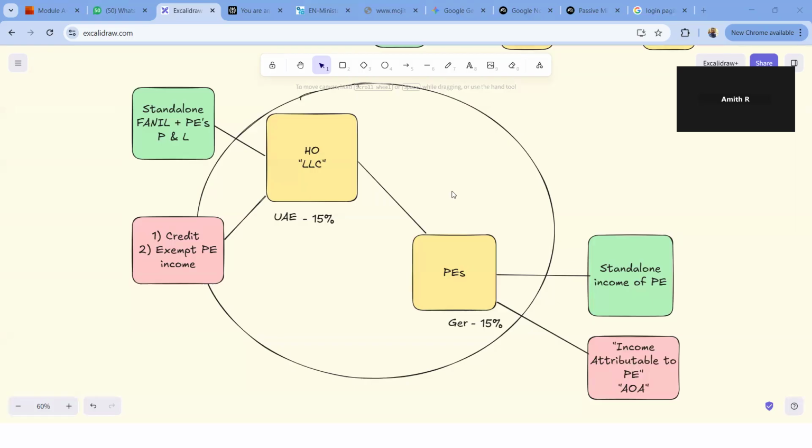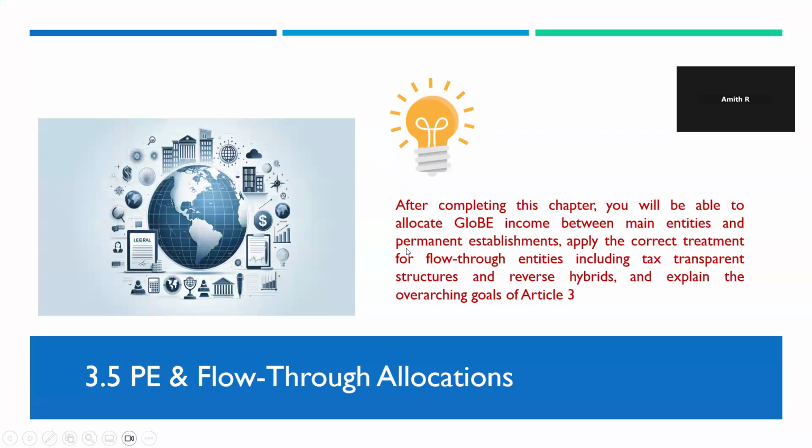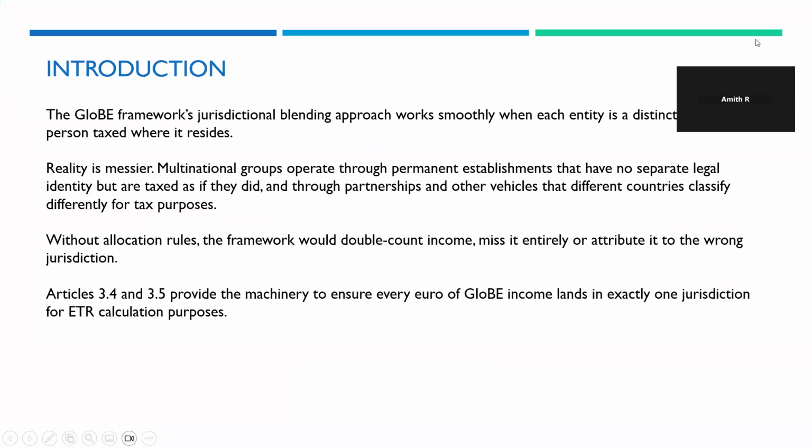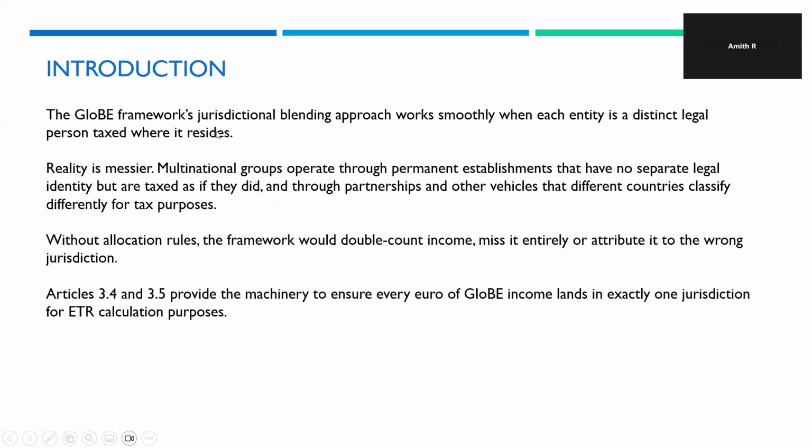What is the whole problem, the whole dichotomy of issues? Okay, because there is double counting. So how would I make it single count? What the article says is that the GloBE Framework's jurisdictional blending approach works smoothly when the entity is a distinct legal person. Correct. If it is a subsidiary, then it's fine. Wherever you are, 15% is fine.